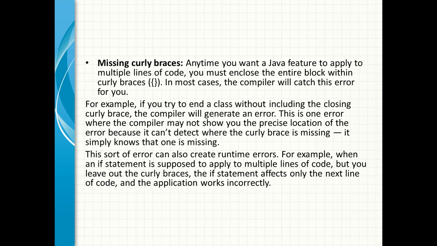For example, if you try to end a class without including the closing curly brace, the compiler will generate an error. This is one error where the compiler may not show you the precise location of the error because it can't detect where the curly brace is missing. It simply knows that one is missing. This sort of error can also create runtime errors. For example, when an if statement is supposed to apply to multiple lines of code, but you leave out the curly braces, the if statement affects only the next line of code, and the application works incorrectly.